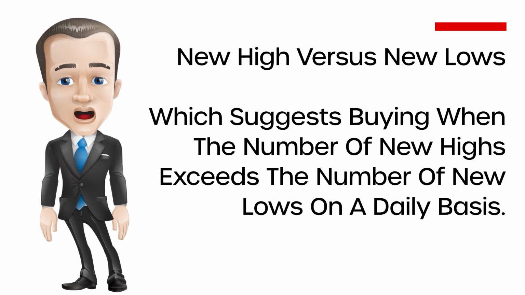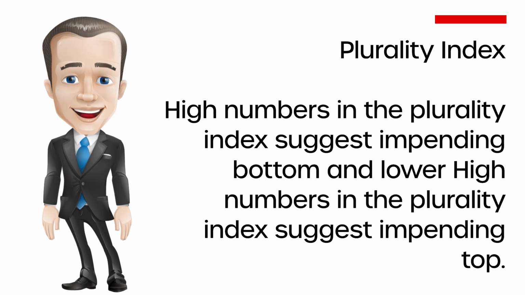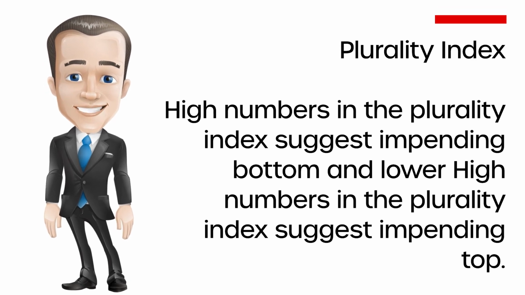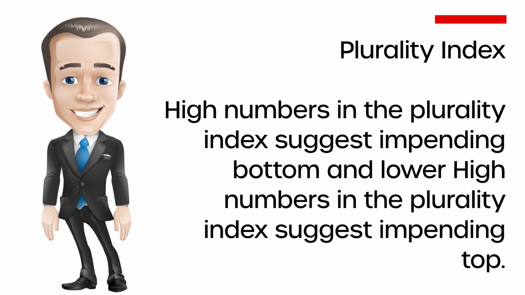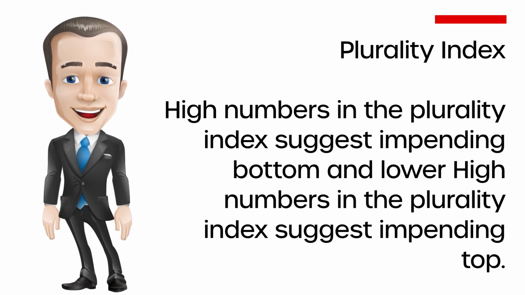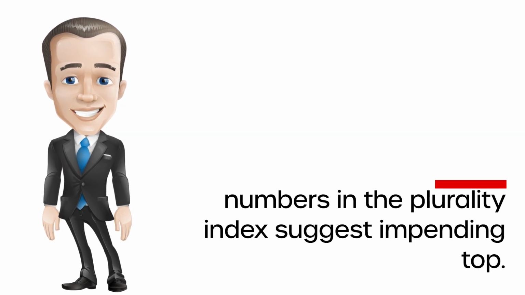Number 8, Plurality Index. The Plurality Index is calculated as the 25-day sum of the absolute difference between the advances and declines, and is always a positive number. High numbers in the Plurality Index suggest an impending bottom, and lower numbers in the Plurality Index suggest an impending top.